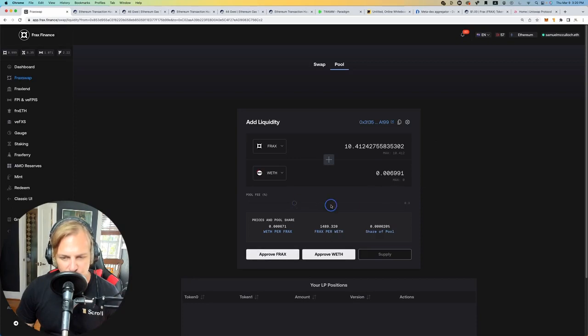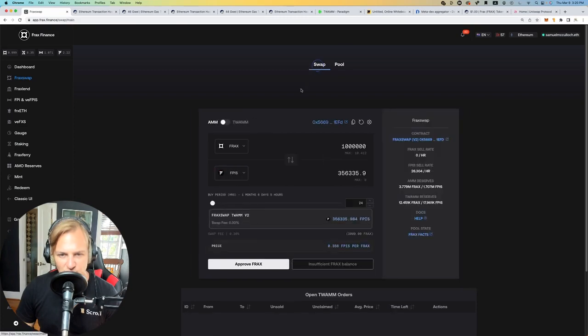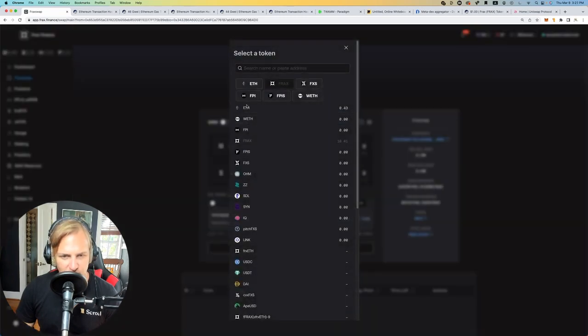You can choose the pool fee. Well, this one's already selected since the pool's been created. And then to add, you'll just approve the Frax, approve the WETH, and then it gets sent off, and you'll push your liquidity in. So let me go actually swap to some more WETH.